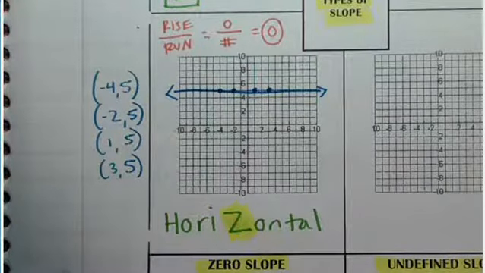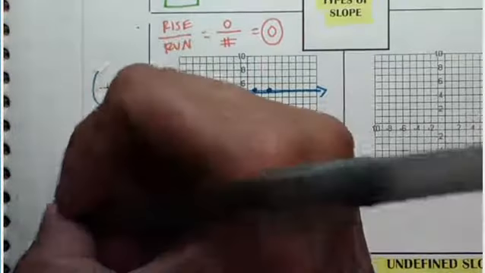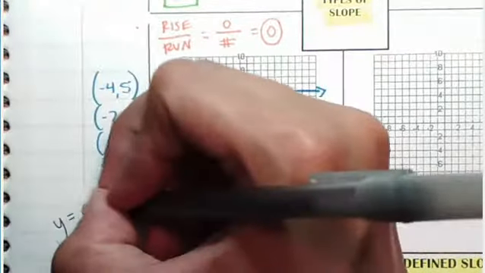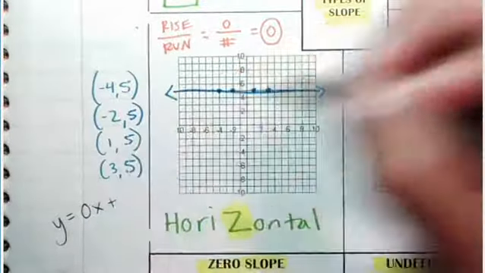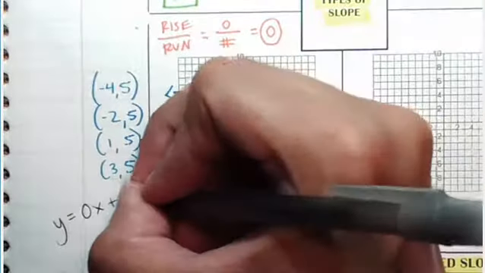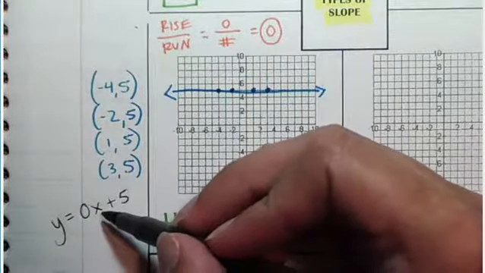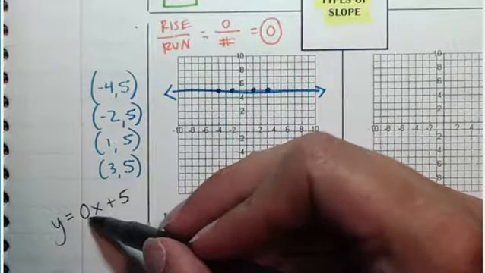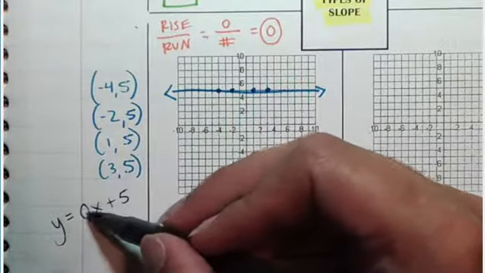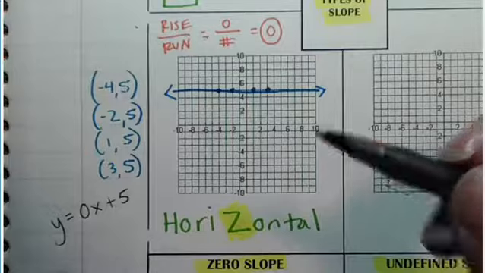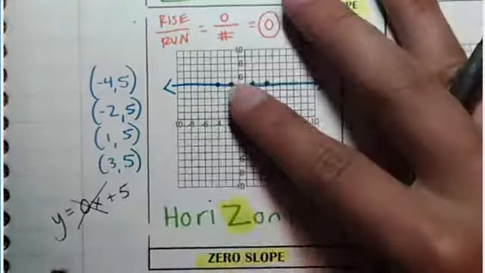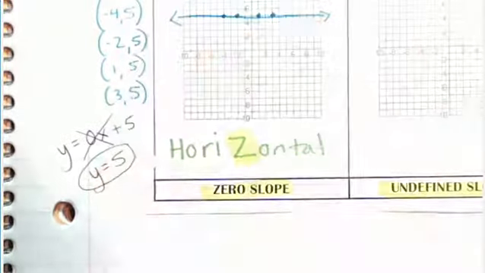Now, how would I write an equation for this? If my slope here is 0, the equation would look like this. Y is equal to 0x plus whatever the y-intercept is. In this case, it would be 5. So technically, yes, that is the equation, but whenever I input anything for x, what will it always give me? Any number times 0 is going to be what? 0. So technically, I don't need to write that. The equation for this is just y is equal to 5.